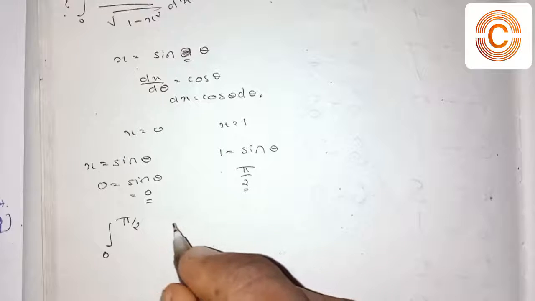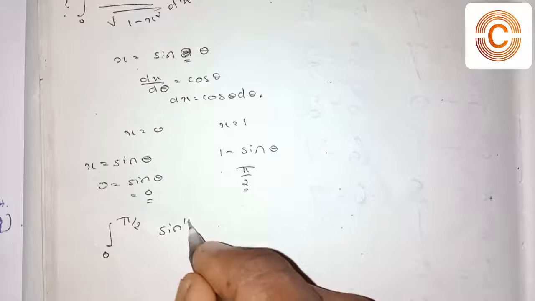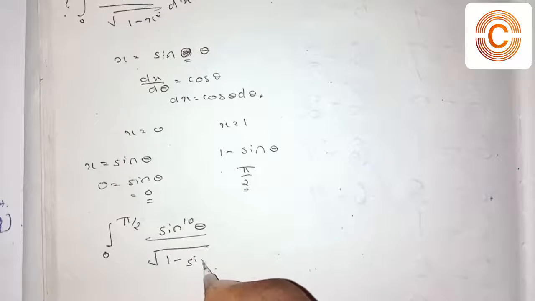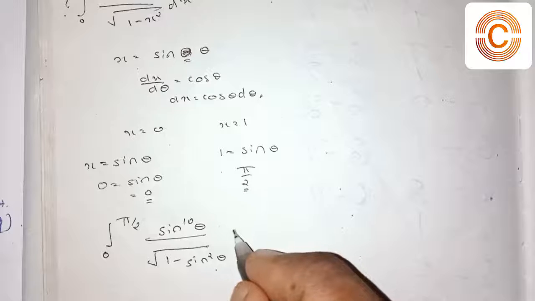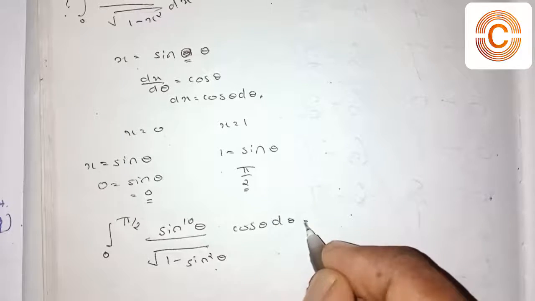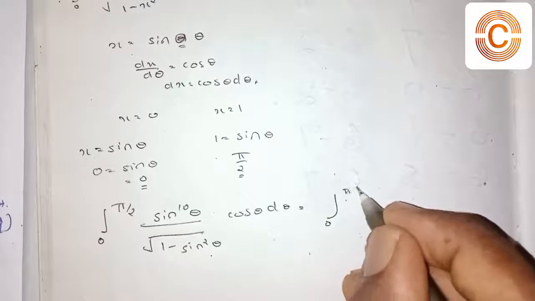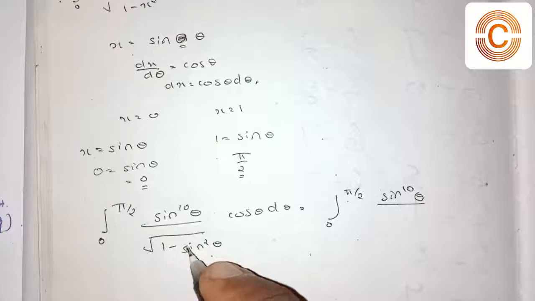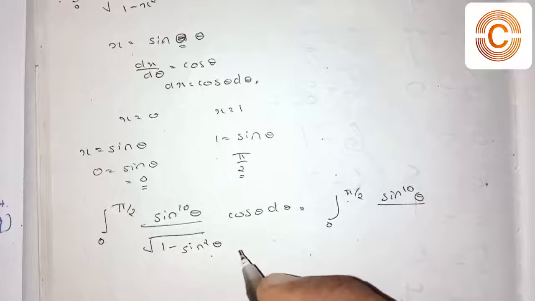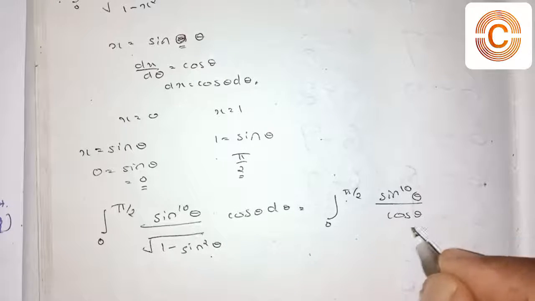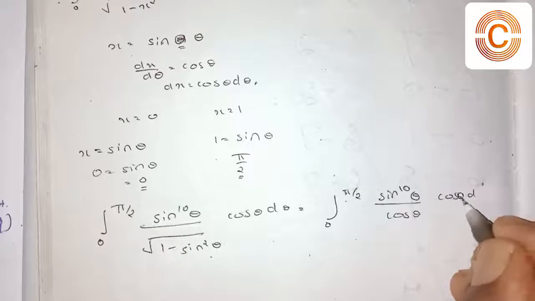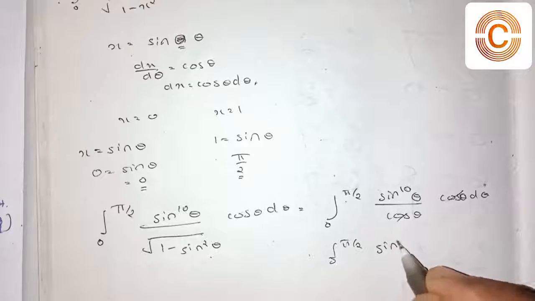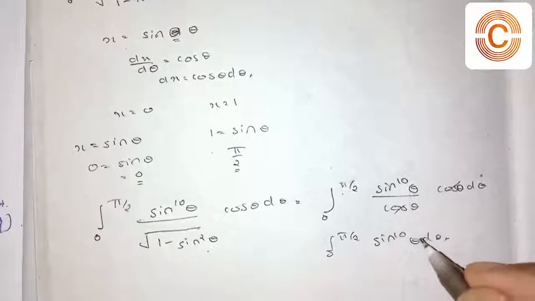Then we apply this: the integral from 0 to pi by 2, with x raised to 10, that is sin raised to 10 theta, divided by, in the denominator, root of 1 minus x square, that is 1 minus sin square theta, and dx which is equal to cos theta d theta. Applying the trigonometric identity, the denominator becomes cos theta, into cos theta d theta, cos theta cancelling, and we get the integral from 0 to pi by 2 of sin raised to 10 theta d theta.